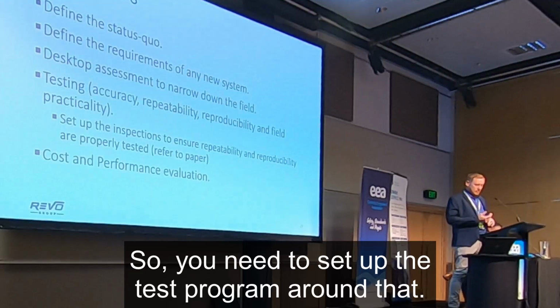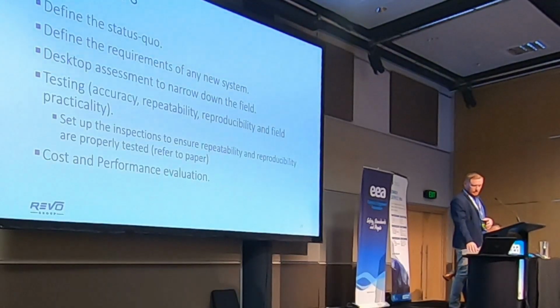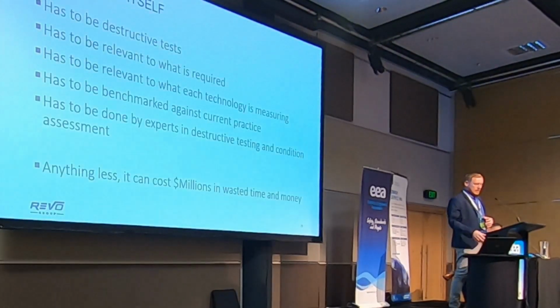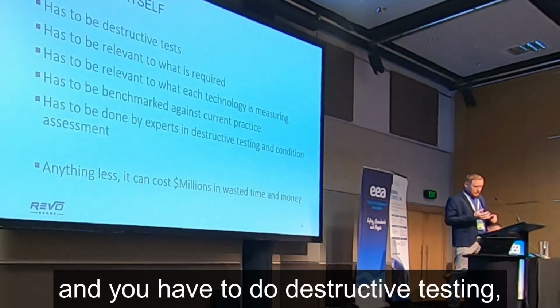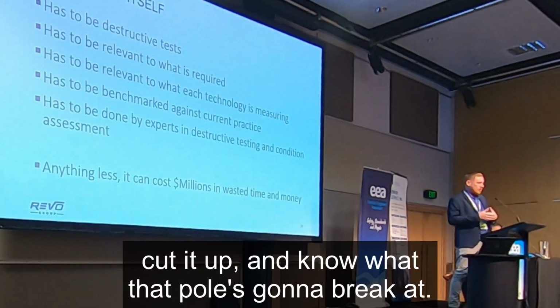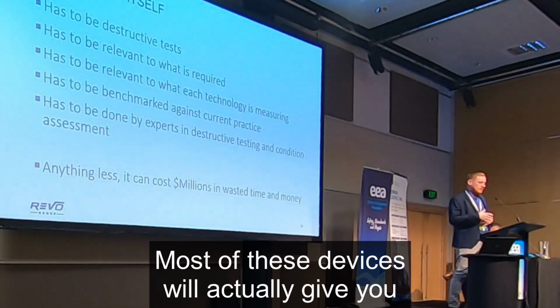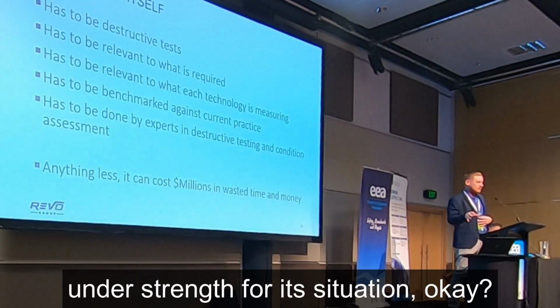So you need to set up the test program around that. Once you've done that, there's actually the destructive testing itself, and you have to do destructive testing. You can't take the pole out of the field, cut it up, and know what that pole is going to break at. Most of these devices will actually give you an indication of whether they think that pole is under strength for its situation. Okay?